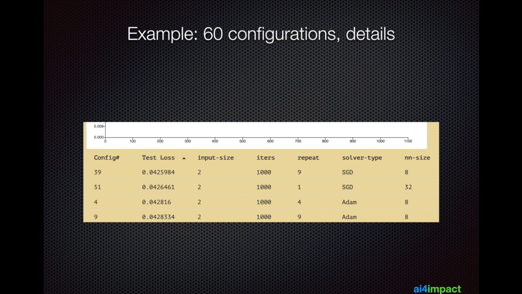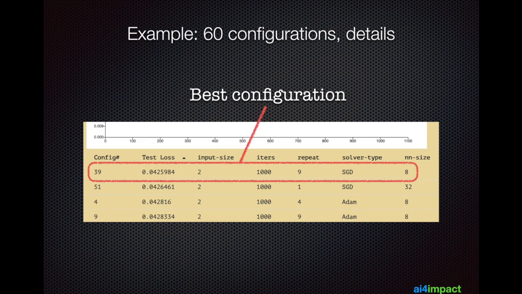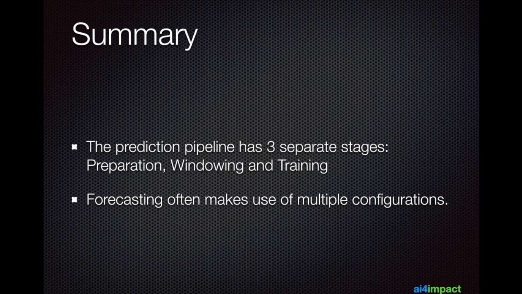Along with the loss graphs, you should see a table at the bottom, and these give you more details about the losses for each configuration. You can click to sort based on test loss. Only the test loss is displayed because this is the most important metric to consider when evaluating a model. Lower test losses are better. Once you sort by test loss, the top configuration is the best one, and you can read off the values of the various names you defined in config.m. So in this case, the best configuration was one in which the neural network size was 8 with an SGD solver. In summary, the prediction pipeline has 3 separate stages: preparation, windowing, and training.